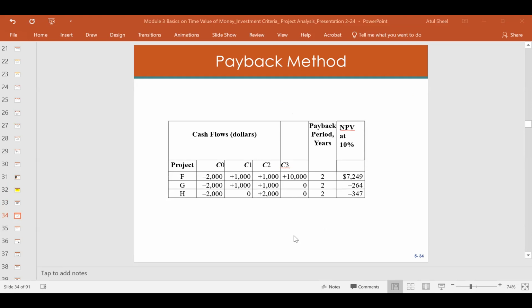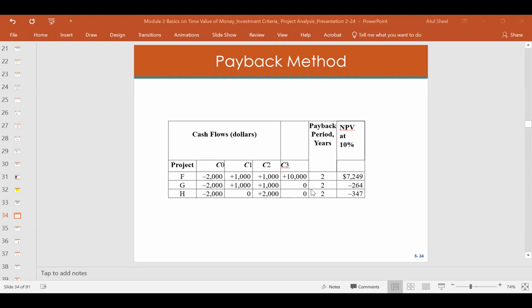So here is the scenario. Let us say your projects are F, G, and H, three different projects. The cash flow is $2,000 that you're investing now. Then in project F, you're getting $1,000 in year 1, $1,000 in year 2, and $10,000 in year 3. For project G, you're investing $2,000 again just now, but you receive $1,000 in year 1 and $1,000 in year 2. And in project H, you again invest $2,000 now, but you recover your $2,000 at the end of year 2, with no cash flows in year 1 and year 3.